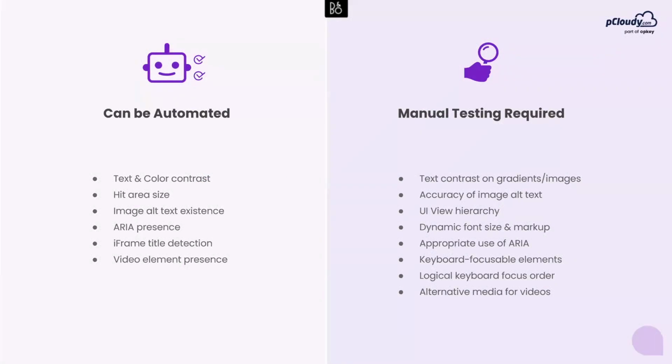Now, when we talk about the various scenarios, whether they can be automated or manually tested, some can be manually tested, right? As you see on the right hand side, you can check the contrast of various gradients or images, the accuracy of images, and also the UI view hierarchy, how the UI hierarchy looks. So how can we implement manual testing? Just by adding extensions in the browsers, we can perform the manual test for the various scenarios mentioned here. And not just that, you can also automate.